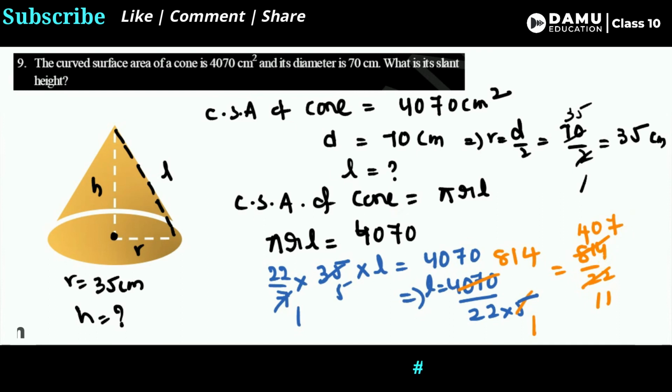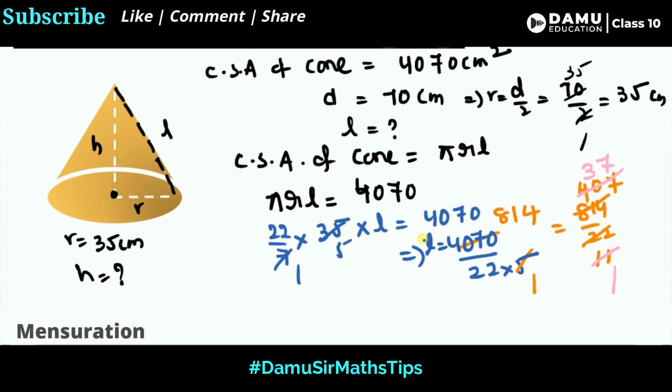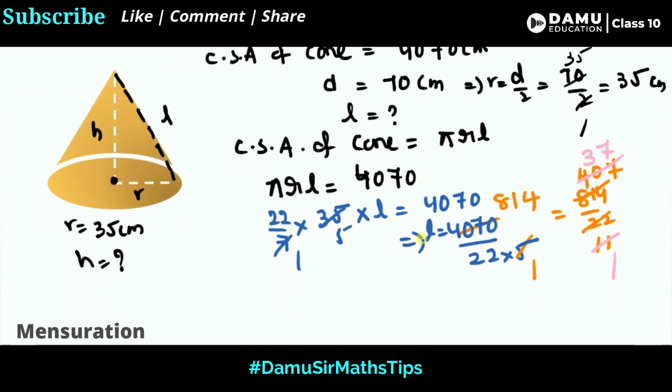Again you can cancel it, one more chance is there. 11 ones are 11, 11 threes are 33, 11 sevens are 77. So what is the slant height? The slant height will be equal to 37 centimeters. So this is the slant height.